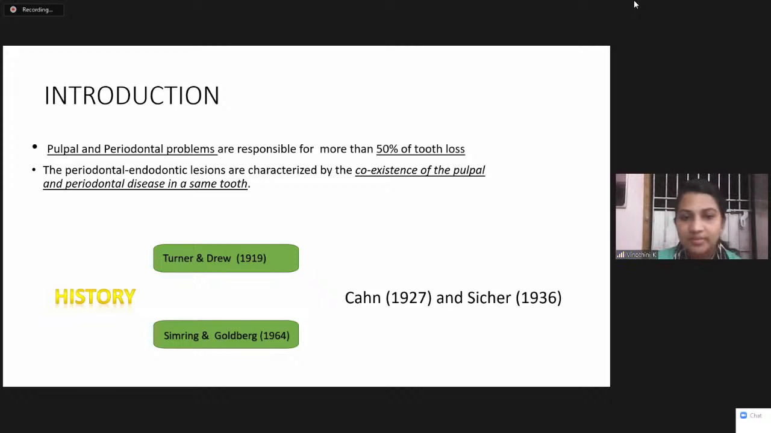Turner and Drew established the effect of the periodontal relationship on the pulp. Simring and Goldberg established that there is some interrelationship between the pulp and the periodontium. In addition, Kahn and Seicher pointed out that there are developmental connections between the pulp and the periodontium. So what is this developmental connection?